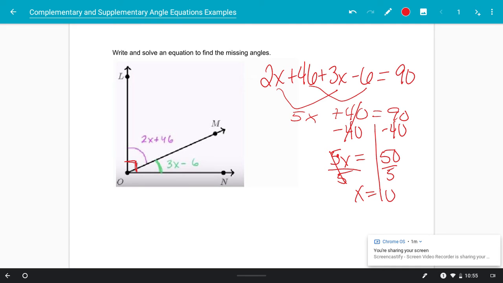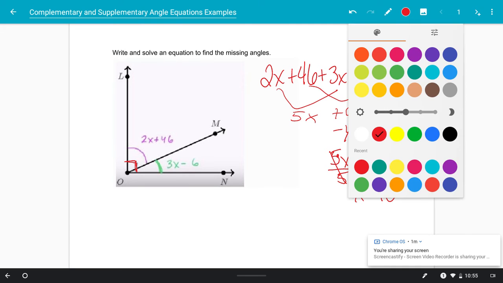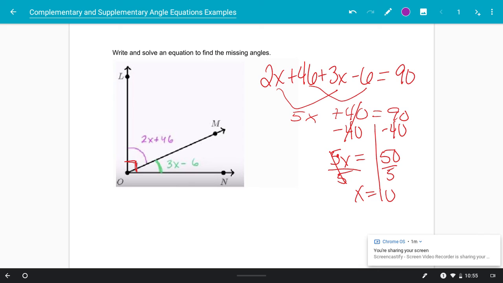Now we're not done here. We just got the value of x, but we still need to find the missing angles. So I'm going to go back into the angles. For the first angle here, this 2x plus 46, I'm going to replace the x with 10. So 2 times 10 is 20 plus 46, giving us an angle measurement of 66 degrees. So there's my first angle.